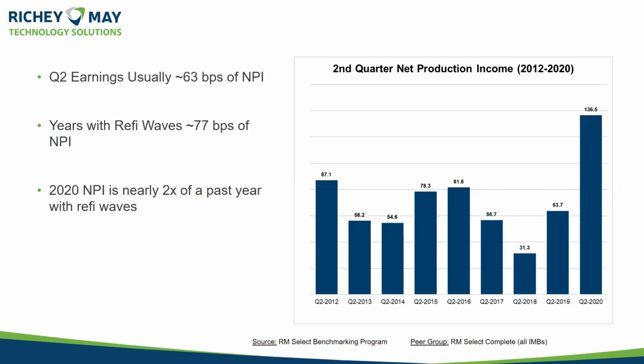Now, a lot of times when I'm doing a presentation like this, I'll talk about past years, some of the refi boom or refi wave years that we've seen. 2012 was one, 2015 and 16, and then 2019. If we look at those years together, they come in at about an average of 77 basis points. Well, Q2 of 2020 is almost double that. And that's just crazy. It didn't seem like there was an extra 75 basis points or so to be earned, but that's just how crazy the numbers are.